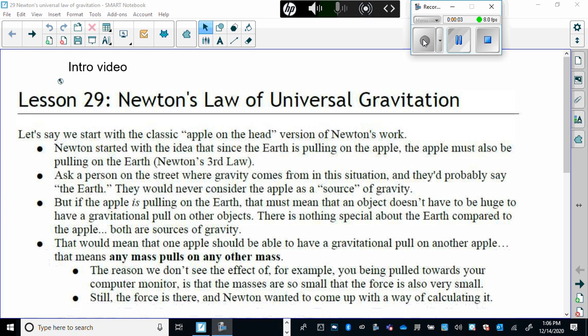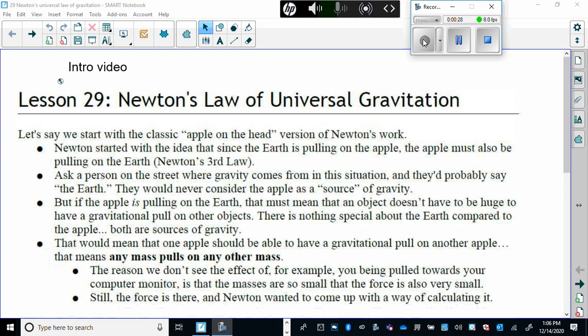Lesson 29 is Newton's law of universal gravitation. It's a big one. Why is it a big one? It's a big one because Newton wanted to come up with a law or a mathematical relationship that would describe the gravitational force of any two objects, or three or four or multiple objects, in the entire universe.